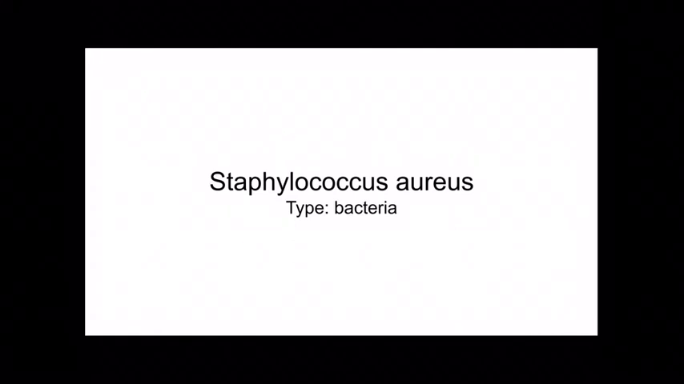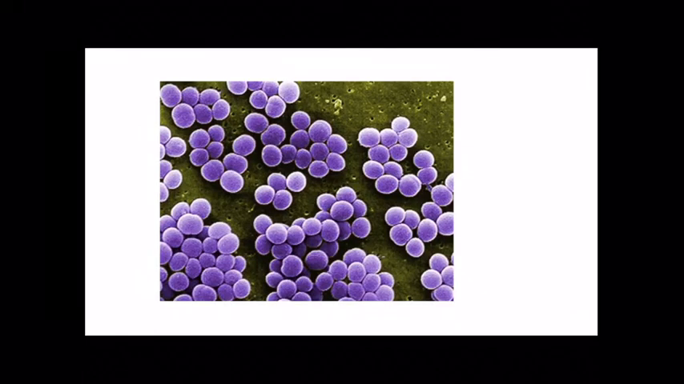Let's look at Staphylococcus. So Staphylococcus aureus is a specific bacteria, and this is commonly found on our skin and in the respiratory tract. Here's what it looks like. Kind of looks like bunches of grapes. This is the one, if you hear about somebody having a staph infection, that's Staphylococcus aureus.